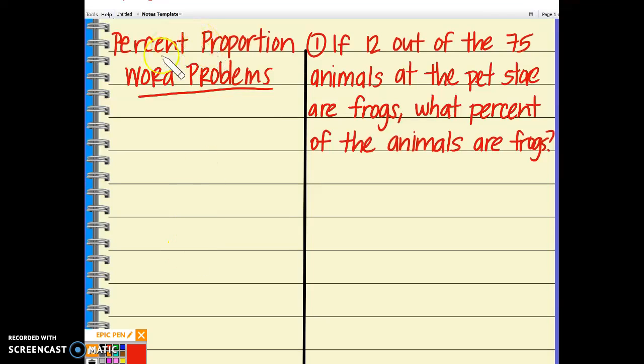Let's try some word problems using the percent proportion. These are the type of questions that you're going to have in your homework tonight.